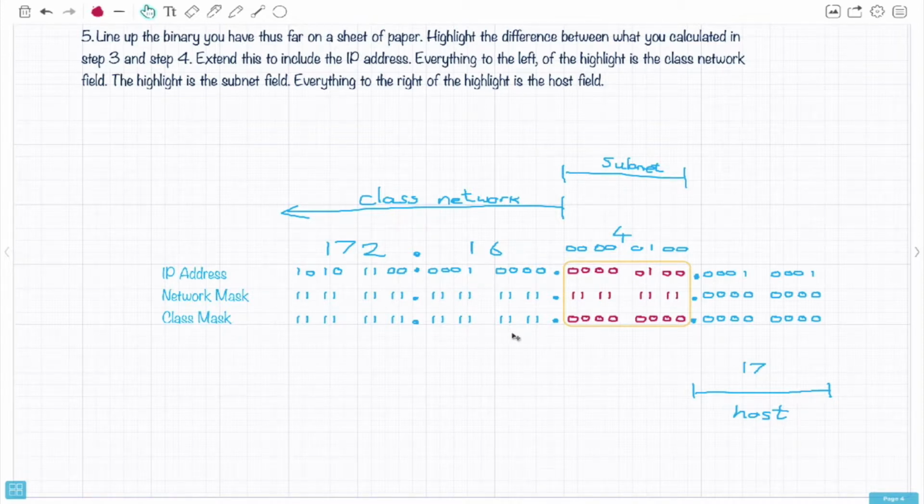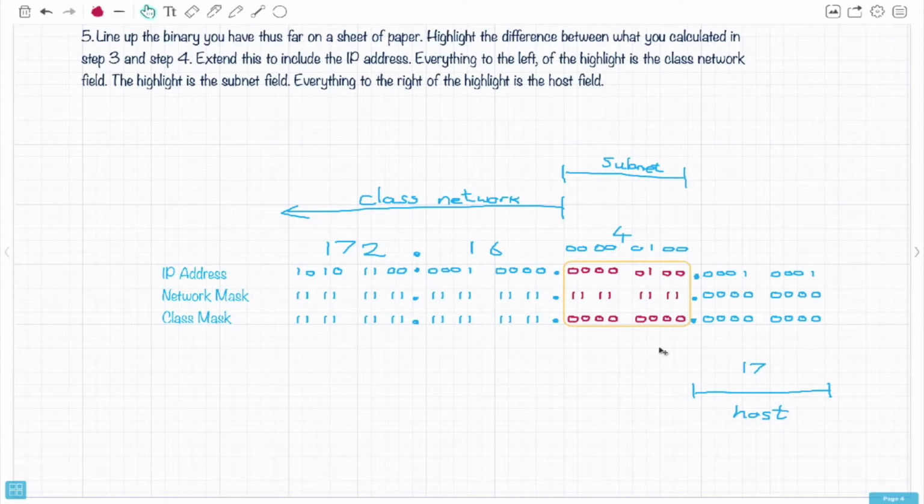Now, what you simply do is look at this and see where the network mask and the class mask differ. Highlight that, and I've changed the color to red, and I've highlighted it with a yellow border. That's where the network mask and the class mask differ. That is the subnet.